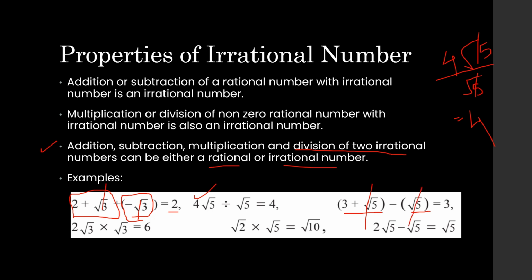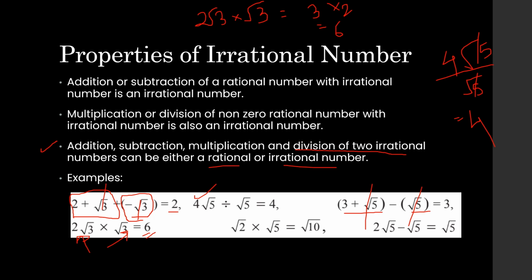Fourth example, 2 root 3 multiplied by root 3. Now 2 root 3 is an irrational number and you are multiplying it with root 3, which is again an irrational number. So the answer can be rational or irrational. Root 3 into root 3 is 3, and into 2, your answer will be 6, which is a rational number. So in this case, two irrational numbers multiplied give a rational number.